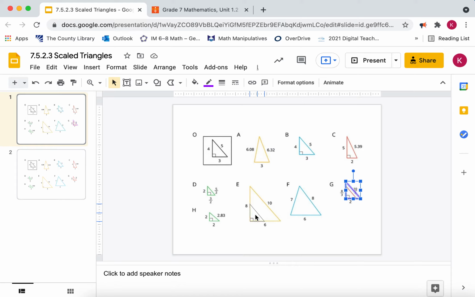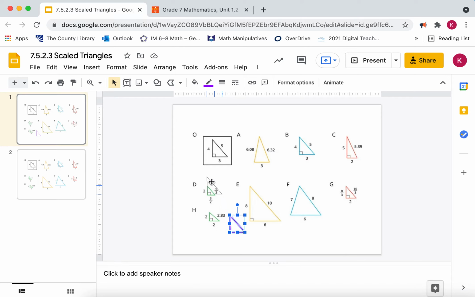E. If I bring this triangle down to match up with E, it's another right triangle. It looks like I could double the height and double the length, and it would make this larger triangle. And I can confirm that. If I look at these side lengths right here, this one's 4, twice as big as 4 is 8. This side is 5, twice as big as 5 is 10. This side is 3, twice as big as 6. So yeah, in fact, that is a scaled copy. It has a scale factor of 2.